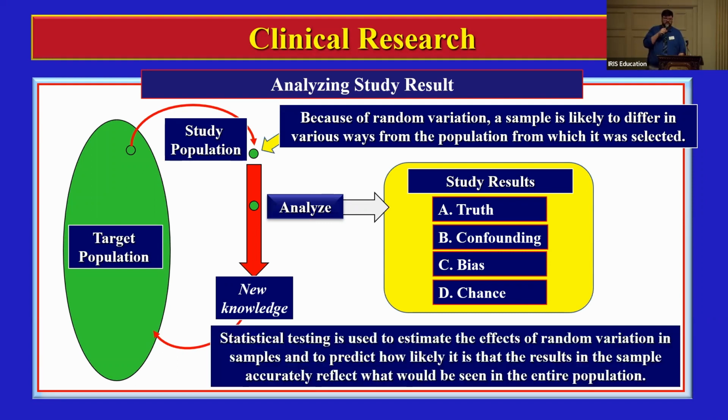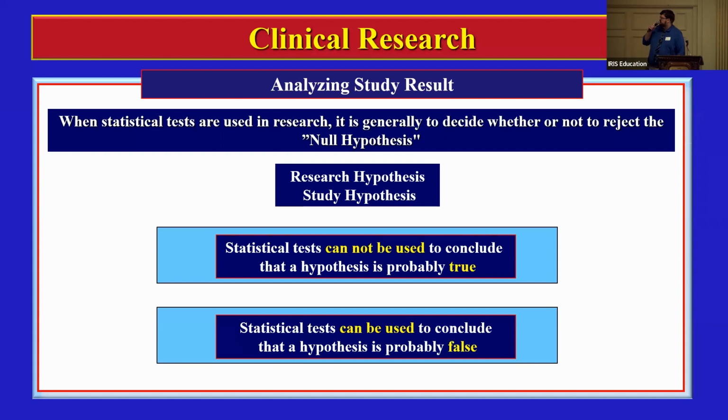So statistical tests are used to estimate the effects of that random variation and to predict how likely the results are in the sample that we collected. What that means is that we're going to do what's often called null hypothesis significance testing. Ultimately, we need to reframe our research question into a hypothesis and then another hypothesis. So we're going to have the study hypothesis and a null hypothesis.